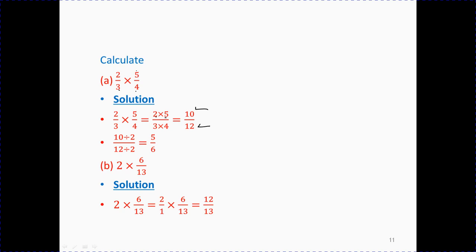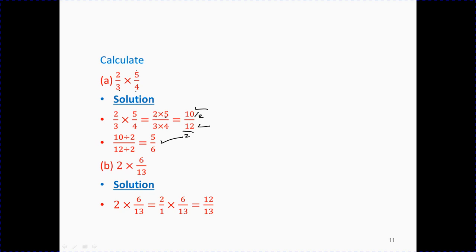Now, what if I have 10 over 12? Can I simplify any further? Yes, you can simplify. How? I can divide by 2, and here also divide by 2. And finally, it's giving you 5 over 6.